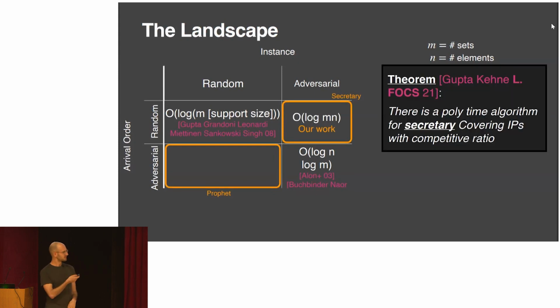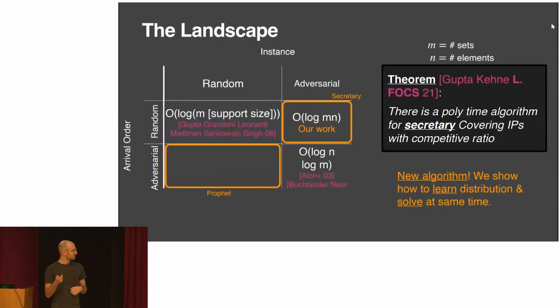What we show, and this is our FOCS paper, is that actually there is a polytime algorithm for the secretary version of random order set cover. And in fact, it holds for this much harder problem of covering IPs in random order, which I talked about earlier, which gets log m times n. So it avoids the double log loss. And actually, it's an improvement even over this box in that we improve the support size term to an n. So it's just the number of elements you actually see in the sequence as opposed to the candidate elements I could have drawn from.